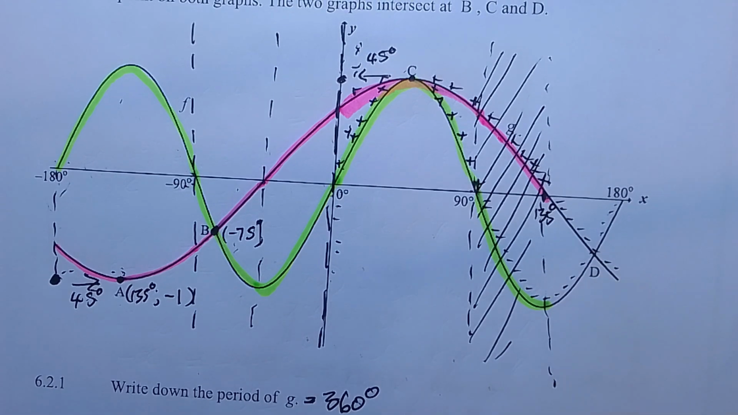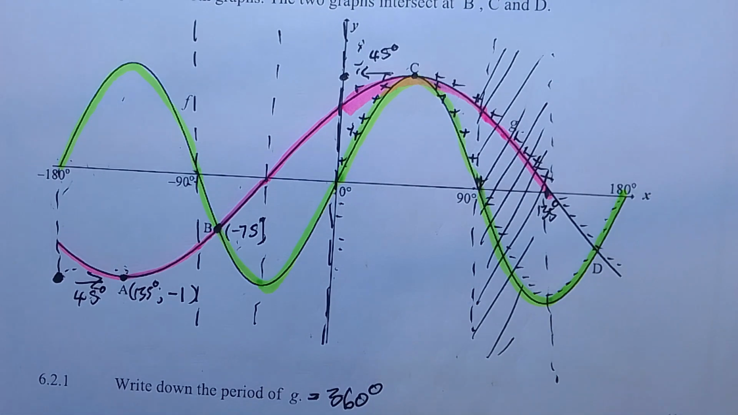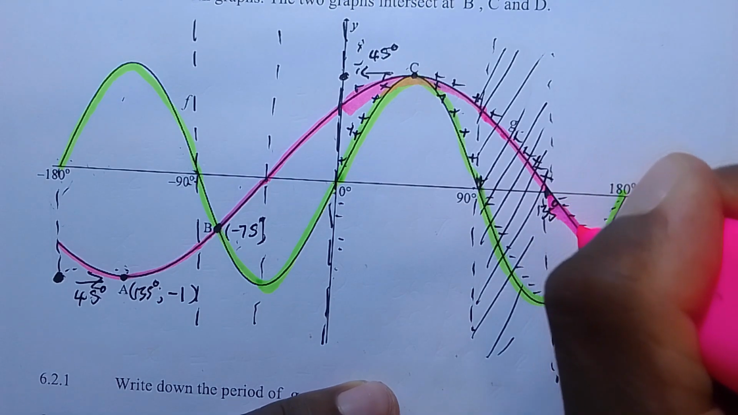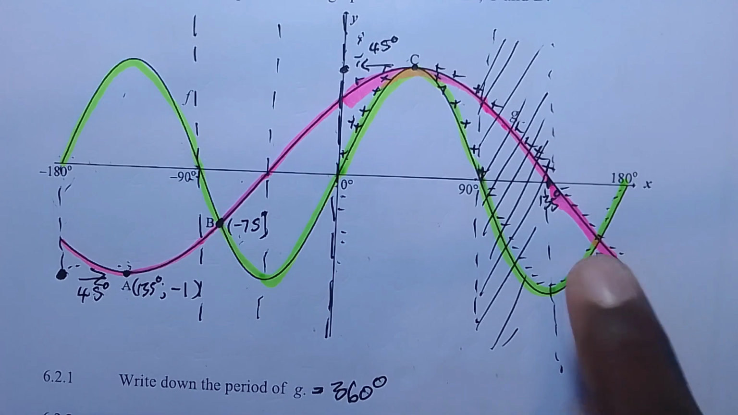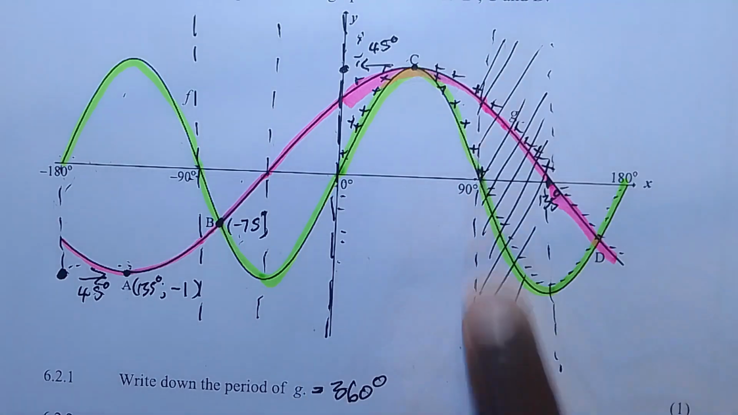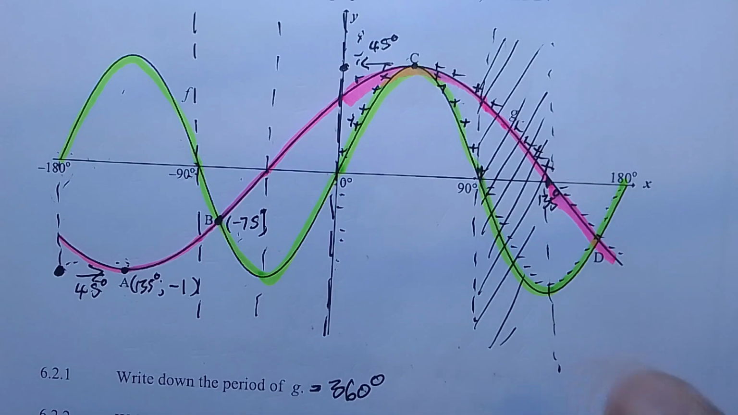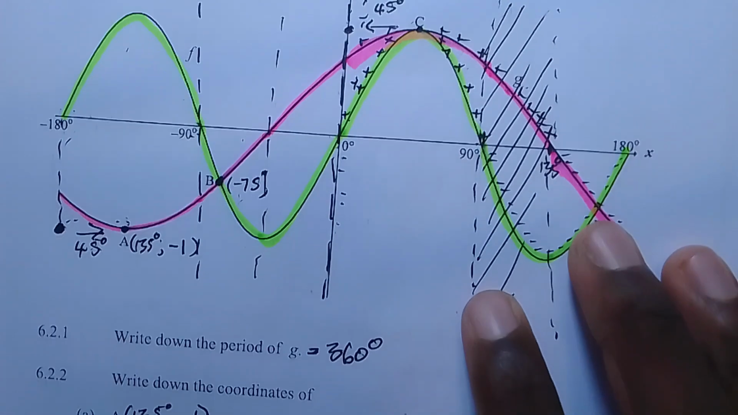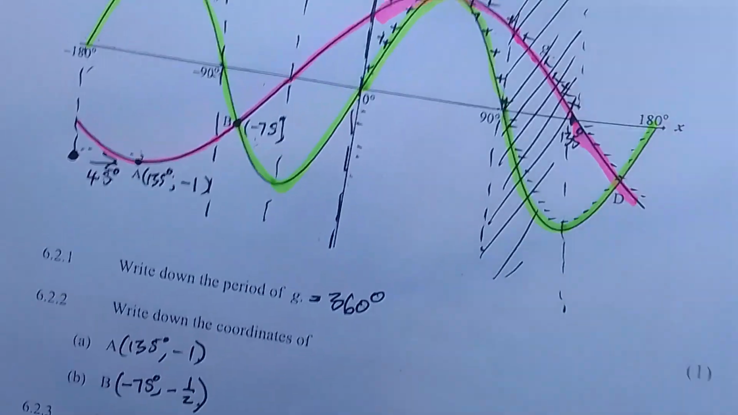And then here we have f below the x-axis and g also below the x-axis. So they are both below the x-axis, therefore we do not want this answer. Therefore this is our only answer for this question. The range is from 90 to 135. That's why it's only 2 marks.